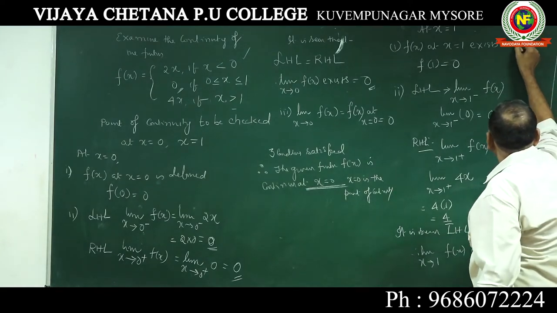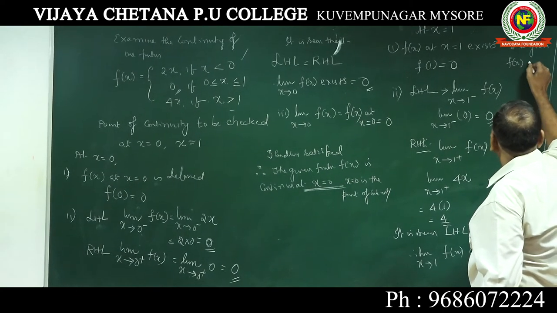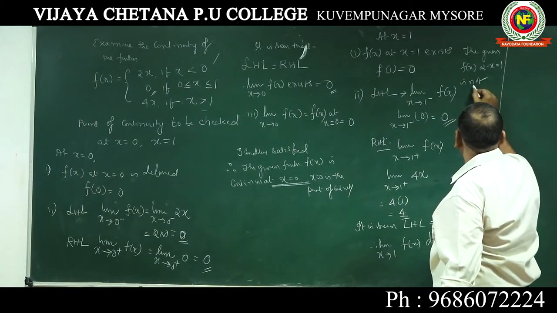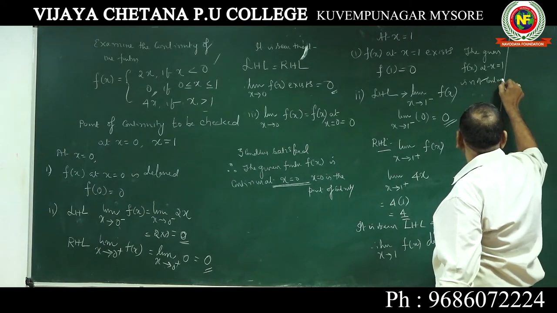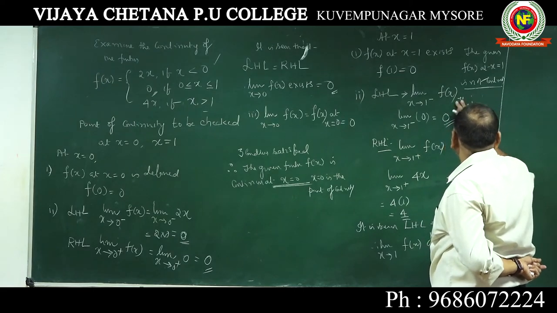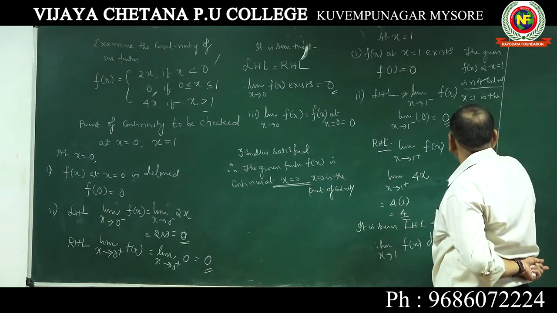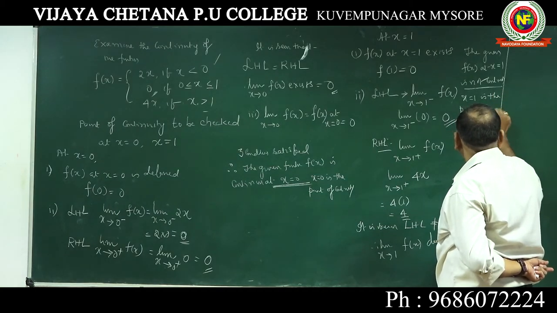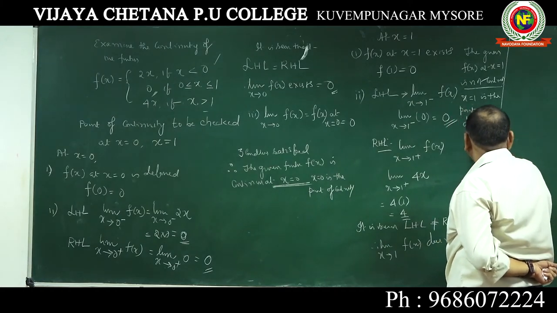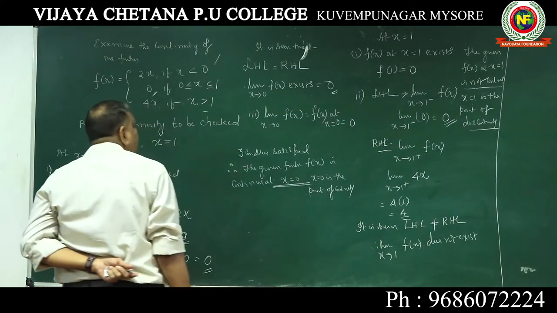Therefore, you can write that the given function f of x at x equal to 1 is not continuous. This is very important: it is discontinuous. x equal to 1 is the point of discontinuity. So you understood all the three.